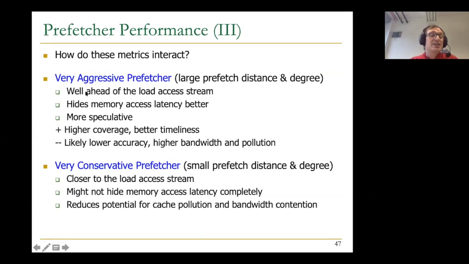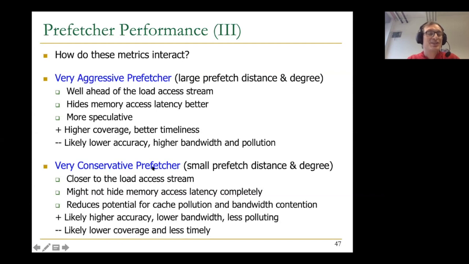So very aggressive prefetchers usually have higher coverage and better timeliness, but likely lower accuracy and higher bandwidth consumption and cache pollution. And you would expect exactly the opposite for the very conservative prefetcher. These have likely higher accuracy, they consume lower bandwidth, and they're less polluting, but they likely have lower coverage. And as a result of being closer to the load access stream, they're less timely. So these are 2 examples. Clearly, you can build prefetchers that trade off different metrics into the aggressiveness, etc. But this is a treatment of all prefetchers in a prefetch algorithm and type independent manner.